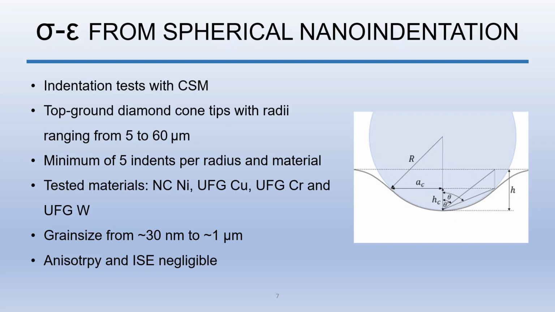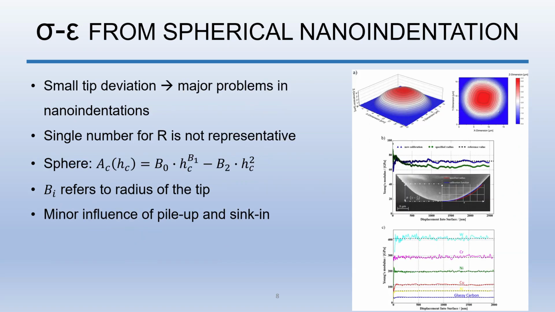The study focuses on ultra-fine-grained and nanocrystalline materials where the indentation volume is representative even at shallow depths, so anisotropy and size effects are minimal. Fabricating spherical tips from hard anisotropic materials like diamond is challenging because small shape deviations can impact nanoindentation results.